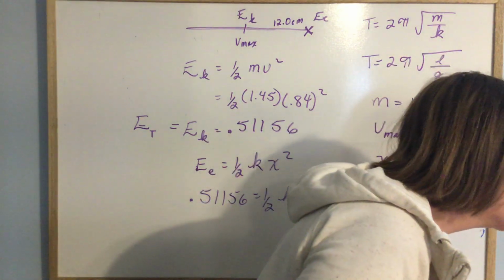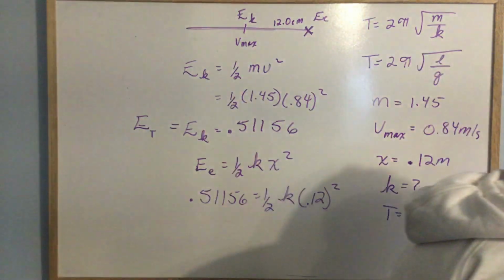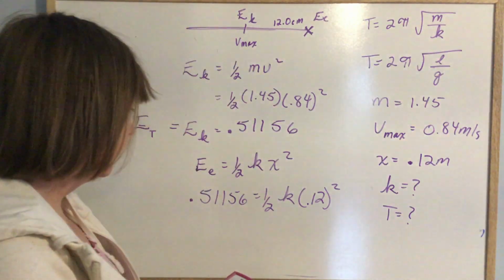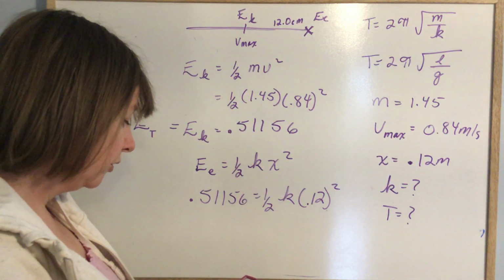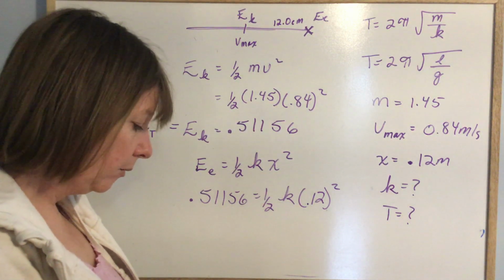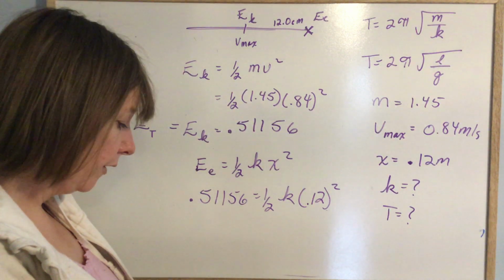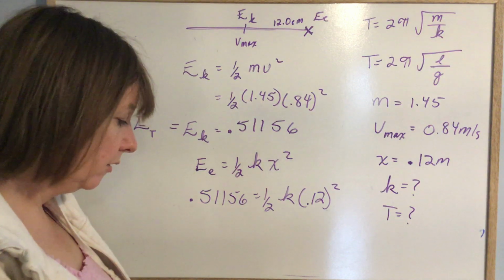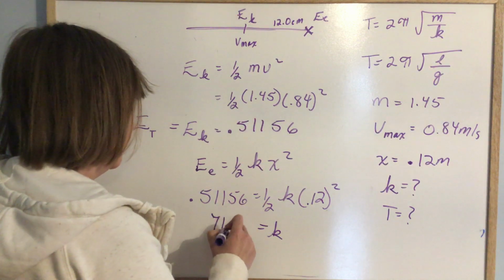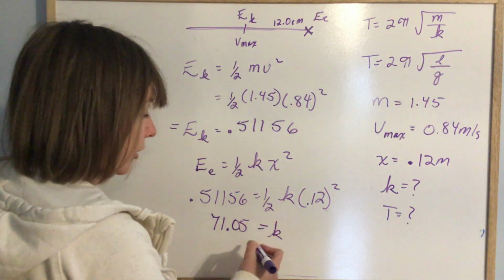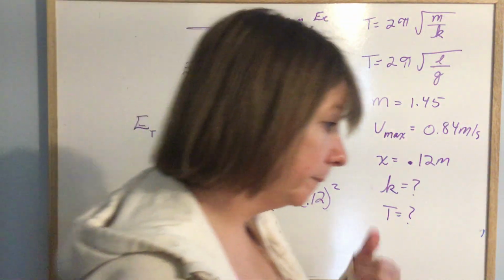When I did it, I got 71. Let's see if I get that now. So I would do 0.12 squared times 0.5, and then I would do 0.51156 divided by that answer. Yep, I get 71. I get that my K is 71. It's actually 71.05, but because I can only have two significant figures, 71.